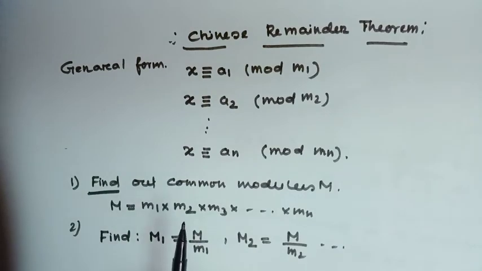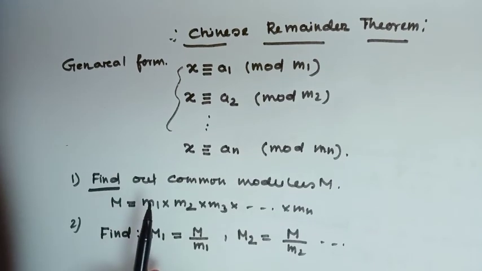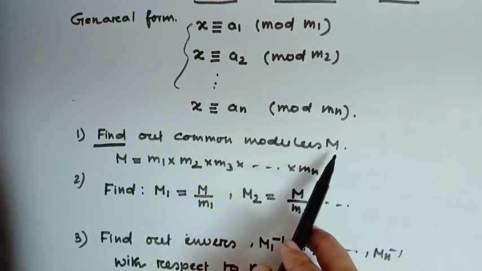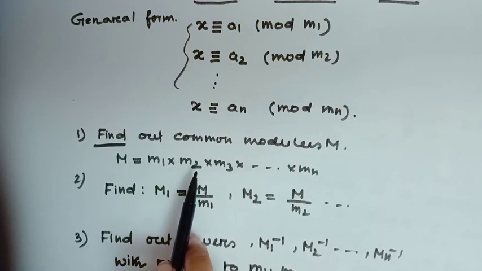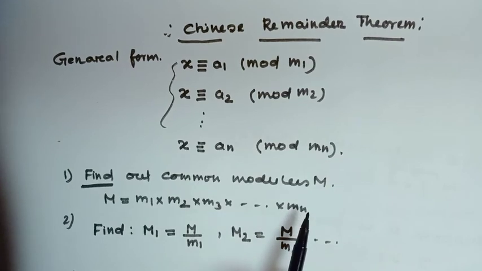That means our aim is to find the value of x. The first step is to find the common modulo m, where m equals m1 times m2 times m3 up to times mn.